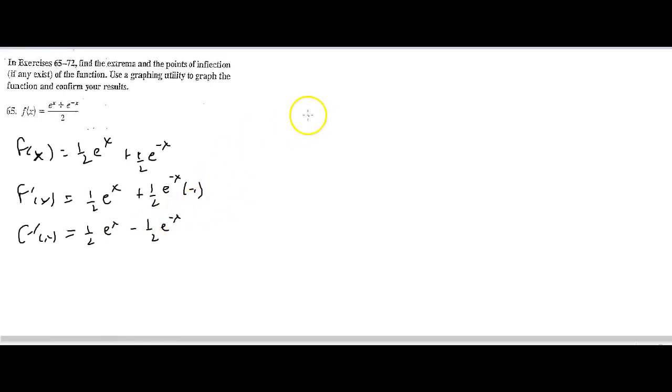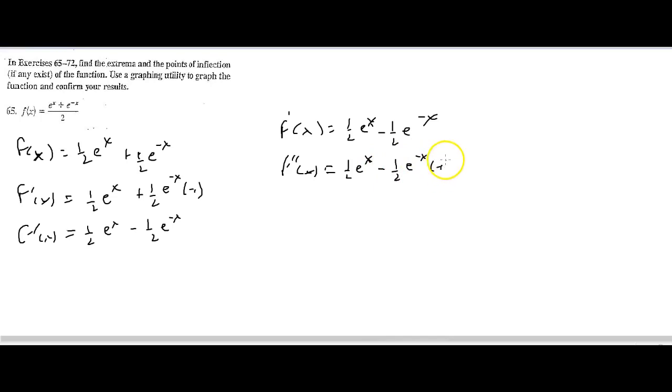The second derivative: f prime of x we just said was this. If I want to find the second derivative, I'm going to take the derivative again. So f double prime of x is equal to, hey, the first thing doesn't change again. The second thing becomes negative 1/2 e to the negative x times negative 1. And so it goes back to the original equation: 1/2 e to the x plus 1/2 e to the negative x.